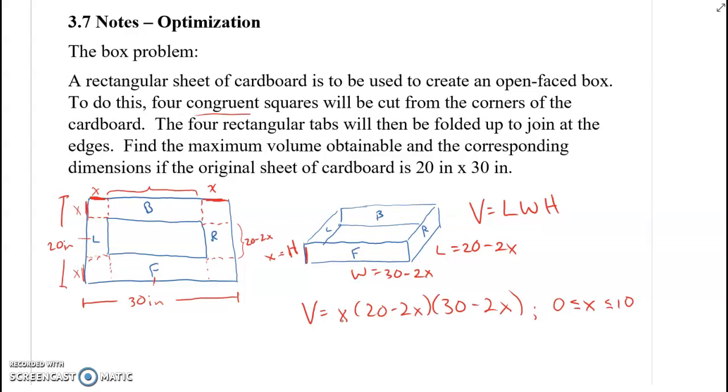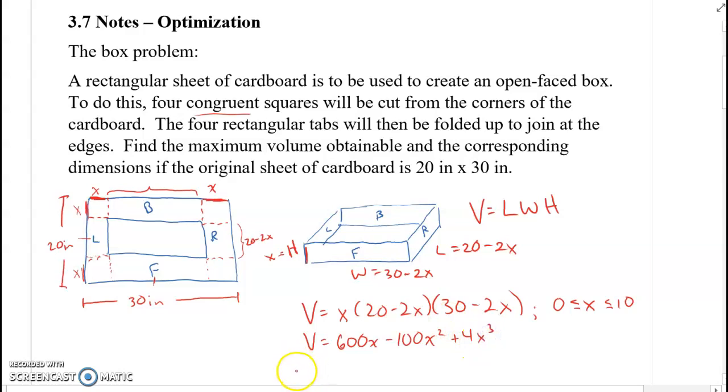So let's go ahead and find that critical number. When in doubt, set the derivative equal to 0 and solve for x. I don't want to take the product rule of three factors here, so I'm going to go ahead and distribute this. We've got 20 times 30 is 600, 600 times x. We've got negative 40 and negative 60, so negative 100, x times x is x squared. And we've got negative 2 times negative 2 is positive 4, and x times x times x, which is x cubed.